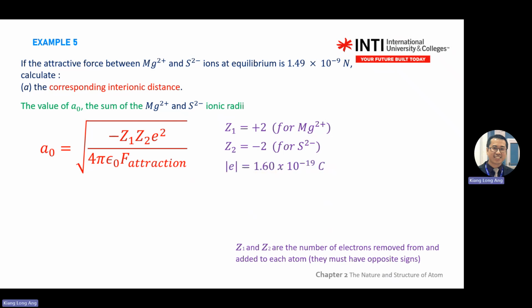This one already covered. 1.6 times 10 power negative 19 coulomb. This one is a standard value. We expect you to memorize this value. Like the gravity value, we won't give you, right? So you have to memorize lots of things. Unless the equation is very complex, then we will give you.